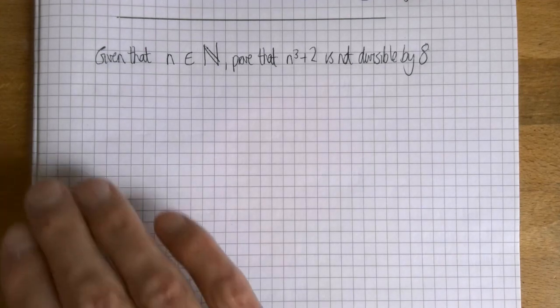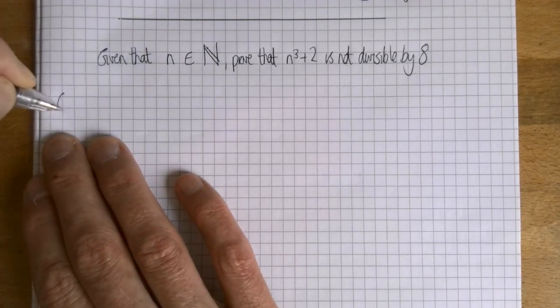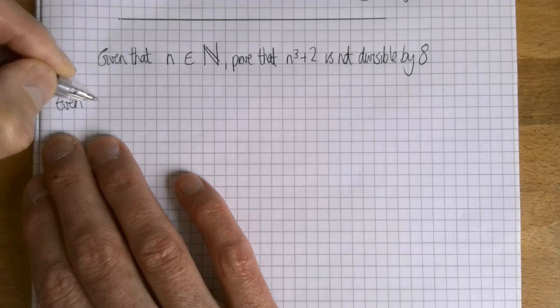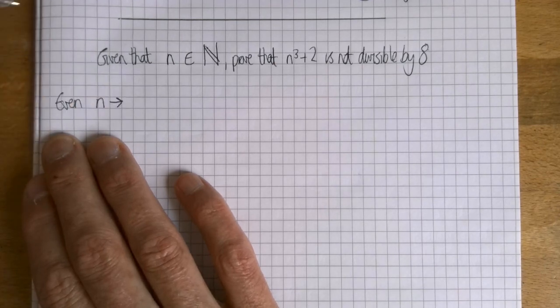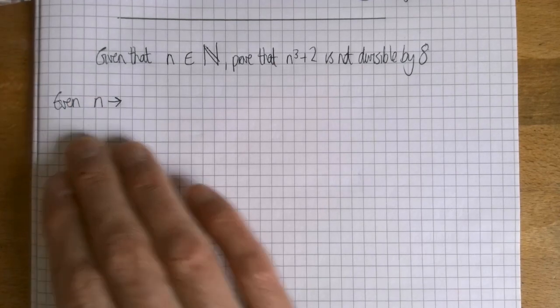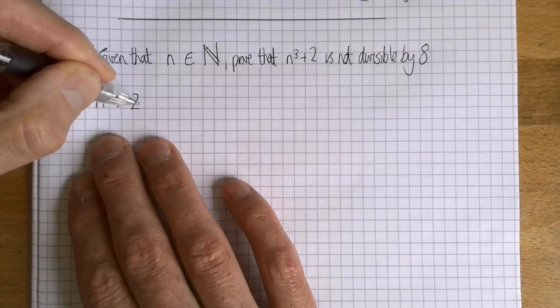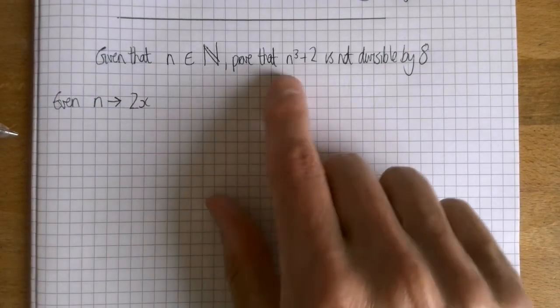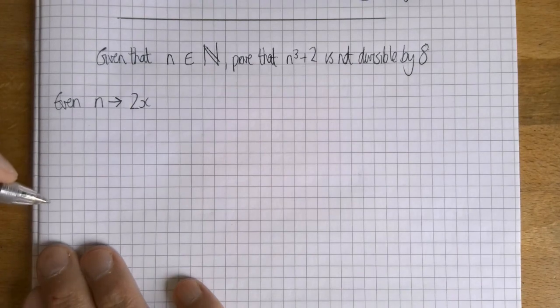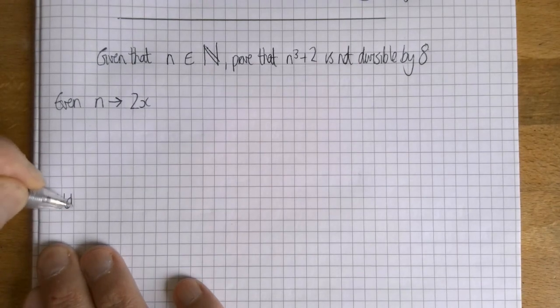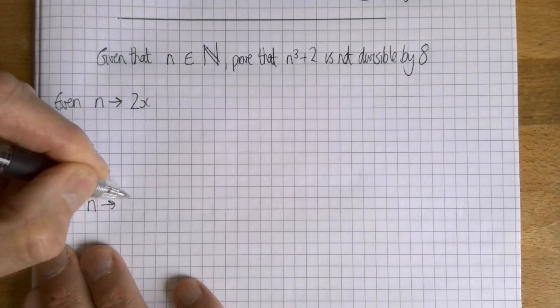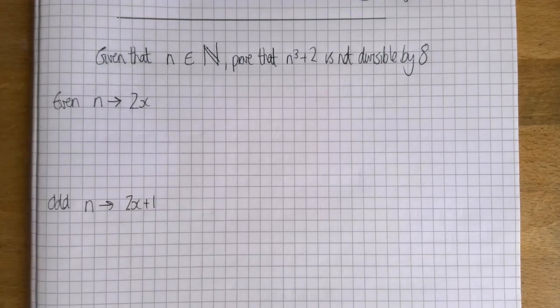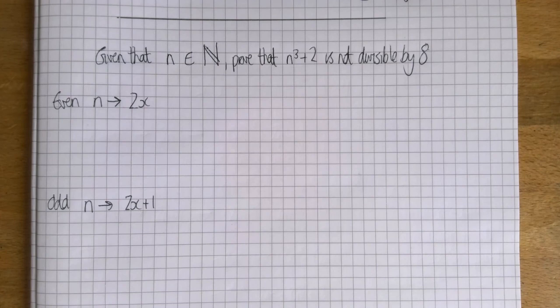So basically, let's consider even. So let's replace n with 2n would be a bit confusing because we've already got n, so I'm going to replace it with 2x. See what you get when you multiply that out. And odd, so let's replace n with 2x plus 1. See what you get. Can you prove it's not divisible by 8, not a multiple of 8?